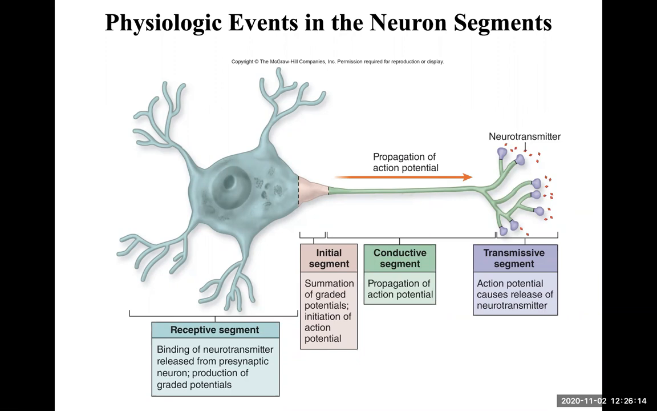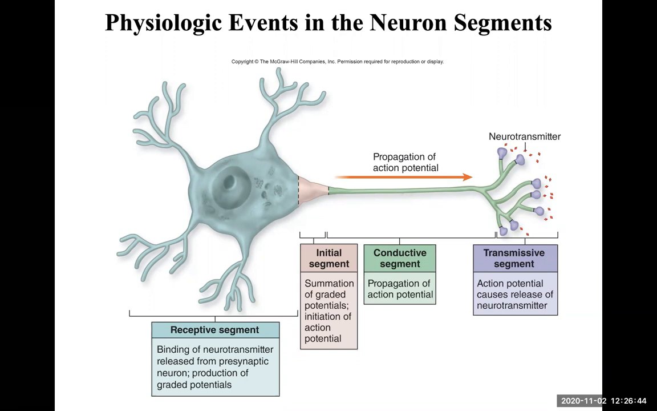And so one other thing I want to say about the initial segment, again, it doesn't say it on this slide, but just remind yourself when you're drawing your little pictures of the structures that you find in each of these areas. In the initial segment, this is where you're going to find voltage-gated sodium channels and voltage-gated potassium channels. And you're going to find voltage-gated sodium and potassium channels along the rest of the neuron. So you find them in the initial segment, and you also find them in the conductive segment.